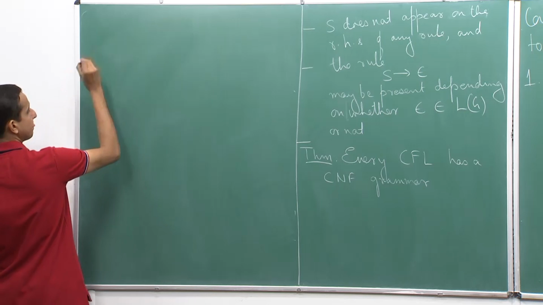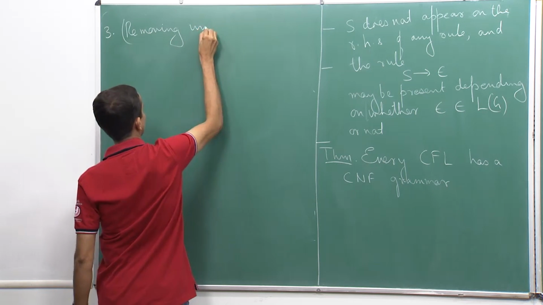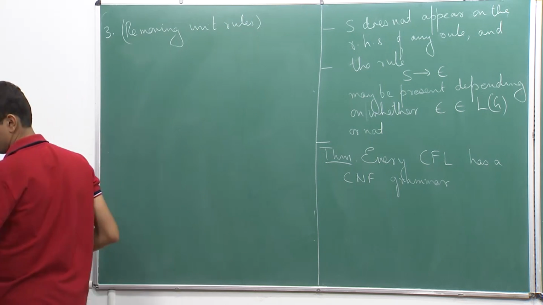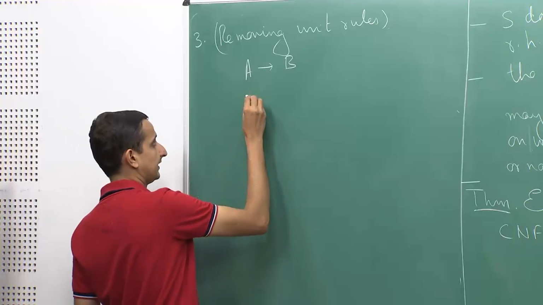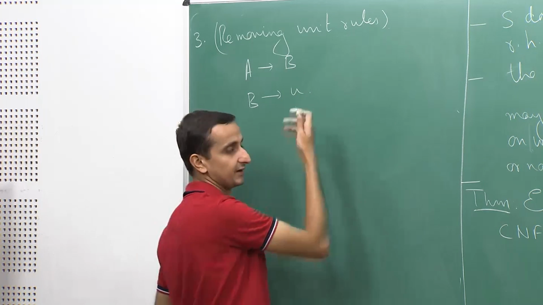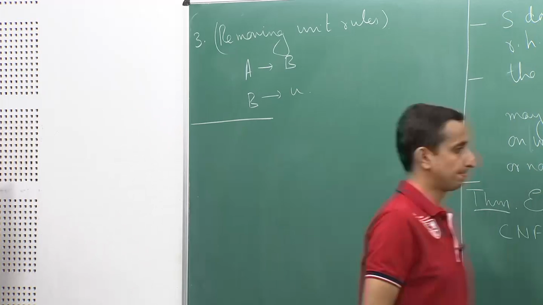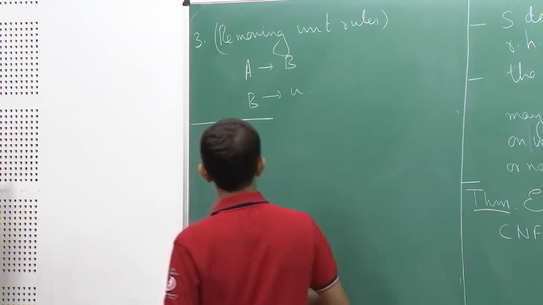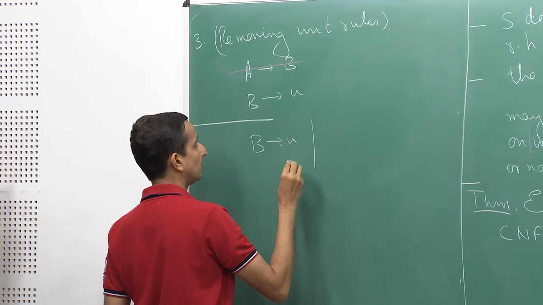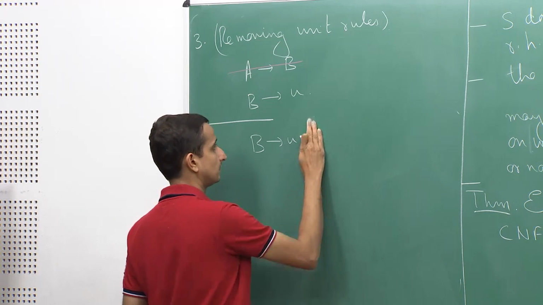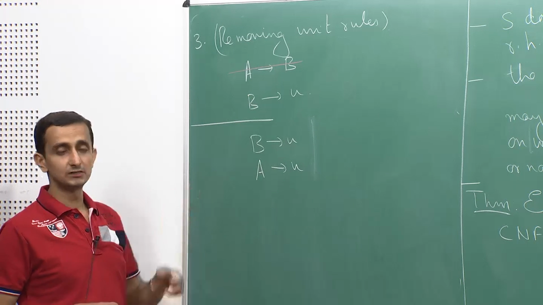So the third type is removing unit rules. Okay. So if we have something of the form A going to B, and let's say we have something like B going to U, where U is some string, we remove A going to B. Okay, so we remove this, and now in addition to B going to U, I add a new rule. So I have B going to U, I also add A going to U. Okay. So we don't want unit rules. So these types of rules are known as unit rules.